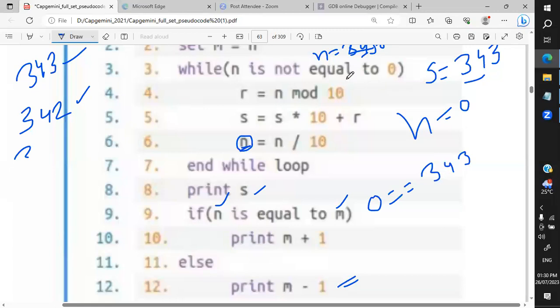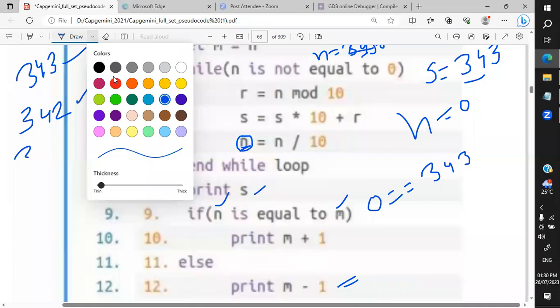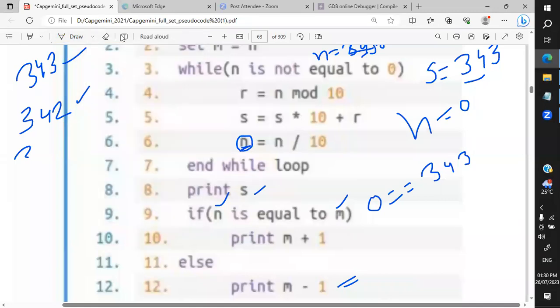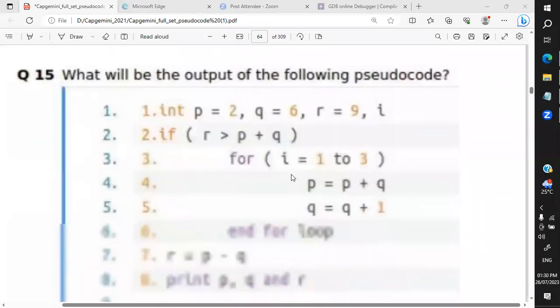Is it clear? I hope it's clear. Can I go for the next one? Going for the next one, boys and girls. Clear. Super. Okay. The next one.